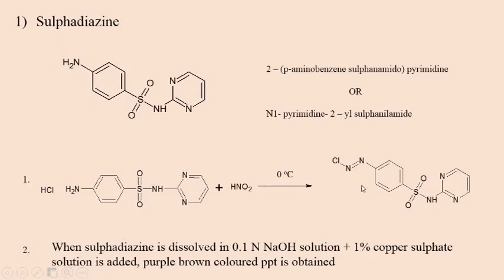Second important chemical property of sulfadiazine: when it is dissolved in 0.1 normal sodium hydroxide solution and 1% copper sulfate solution is added, a purple brown color precipitate is obtained. This second chemical property is similar for all drugs, only the color changes. For sulfadiazine it is a purple brown precipitate.